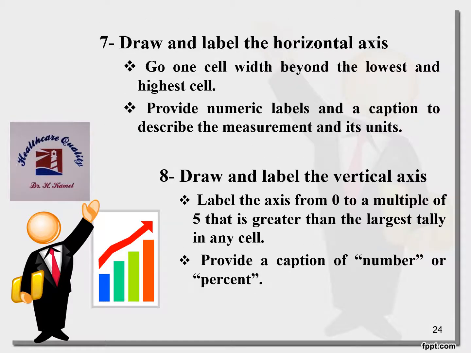Step 7. Draw and label the horizontal axis. Go one cell width beyond the lowest and highest cell. Provide numeric labels and a caption to describe the measurement and its units. Step 8. Draw and label the vertical axis. Label the axis from 0 to a multiple of 5 that's greater than the largest tally in any cell. Provide a caption of number or percent.